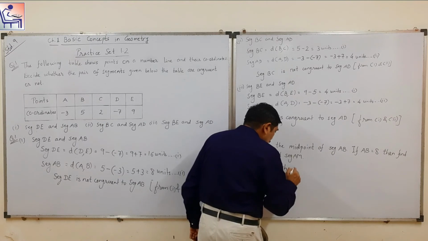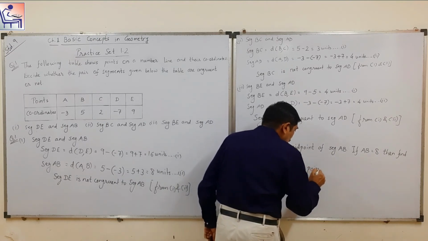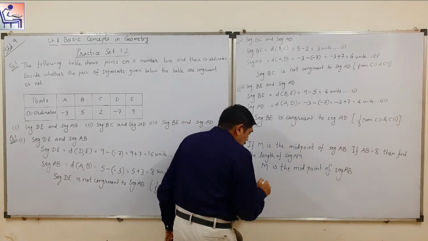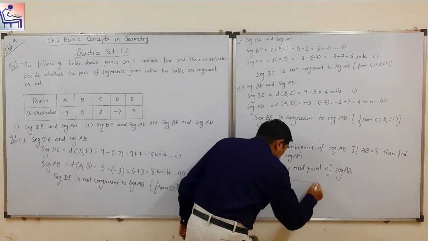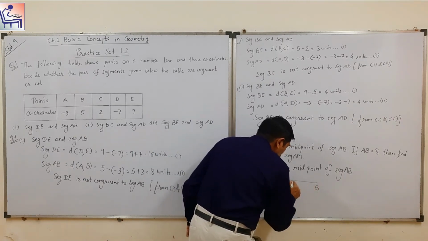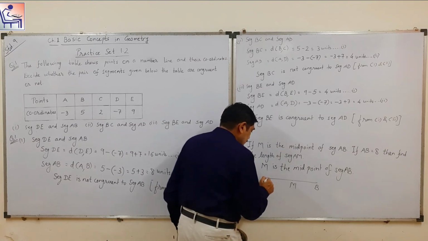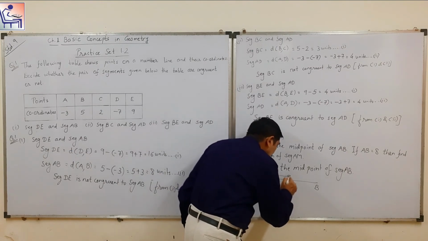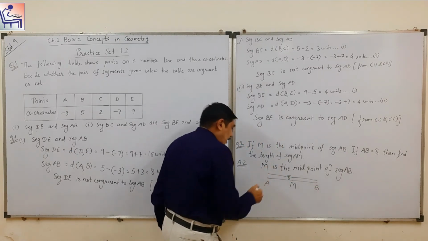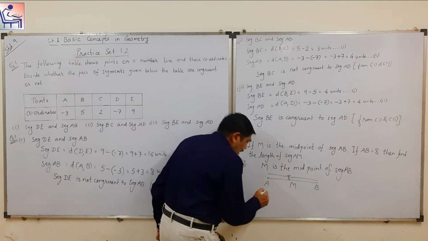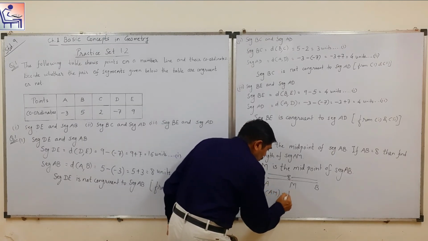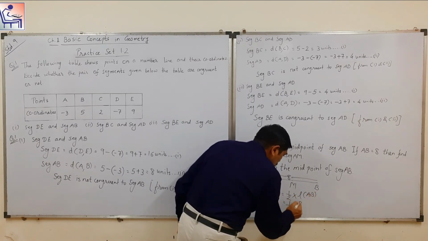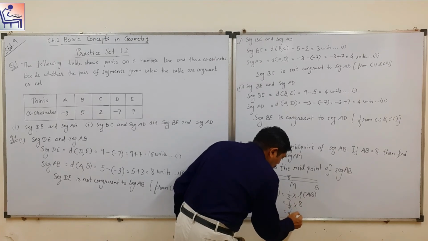M is the midpoint of segment AB. So here we can understand by the diagram. Here I am putting M, and now you tell me, if AB is equal to 8, we have to find out segment AM. Here length AM is equal to half of length AB. So half into 8 is equal to 4 units.